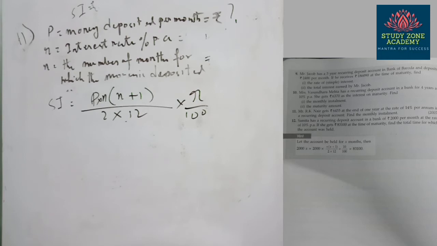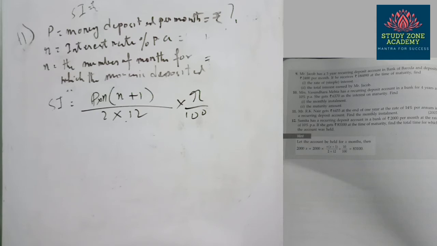So sum number 11 and sum number 10 are quite similar. Because in the last sum, they also asked you to calculate the maturity amount. But here they are only interested in getting the monthly installment, not the maturity amount. Fine. Let us move to the next sum, that is sum number 12.